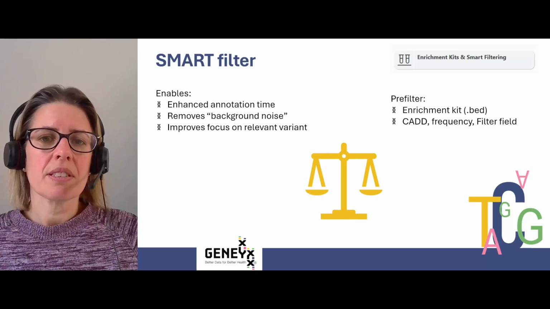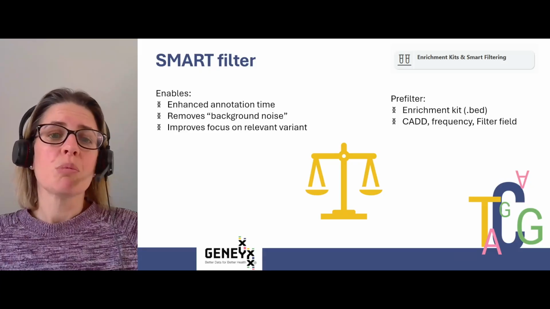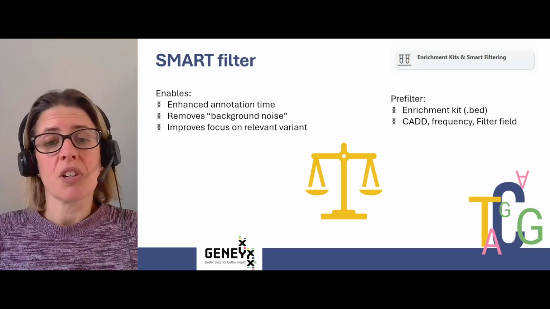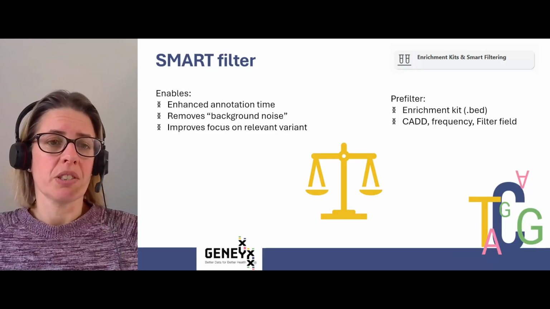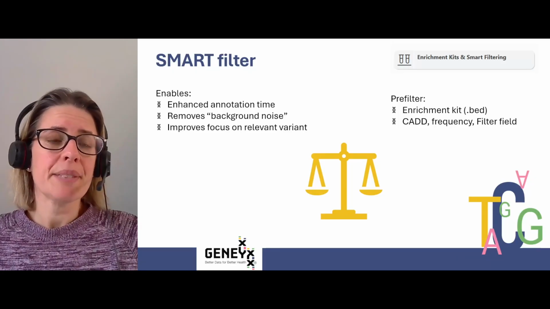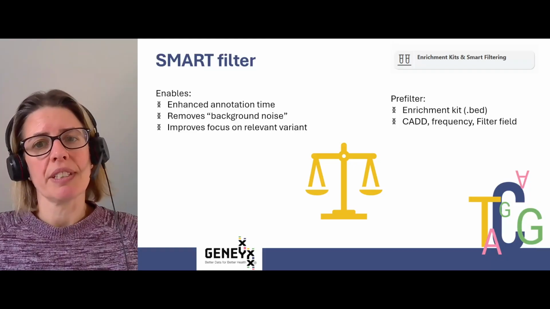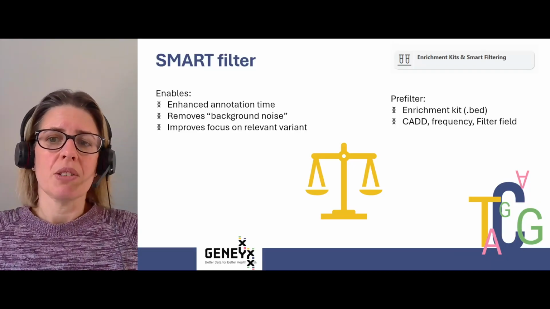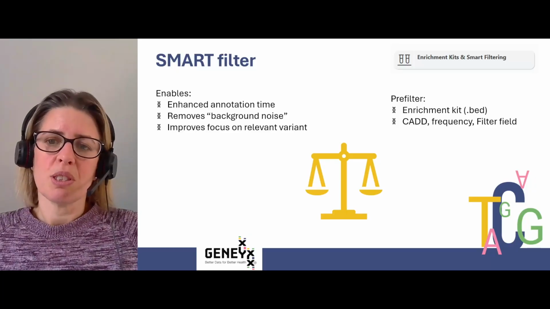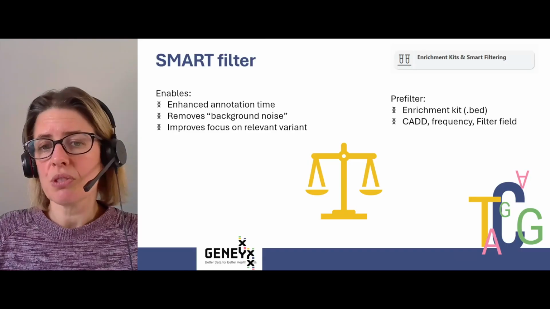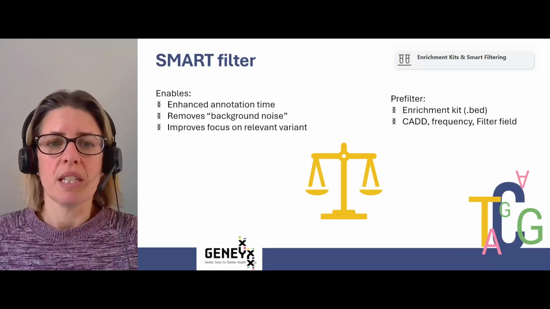Now, one of the things with long-read sequencing and whole genome sequencing in particular is obviously the huge amount of data that's generated, probably in excess of 5 million single nucleotide variants and 25,000 or more structural variants. Particularly when we are thinking about assisting patient diagnosis, it's very important to be able to analyze your data quickly. And we've implemented a smart filter, which enables an enhanced annotation time, removes background noise, and improves focus on relevant variants. We're doing this essentially by using a bed file to define a region for analysis, and then allowing customizable thresholds for CADD, for population frequency, and various filtering fields to enable a fine balancing of retaining relevant variants whilst also reducing the background noise.